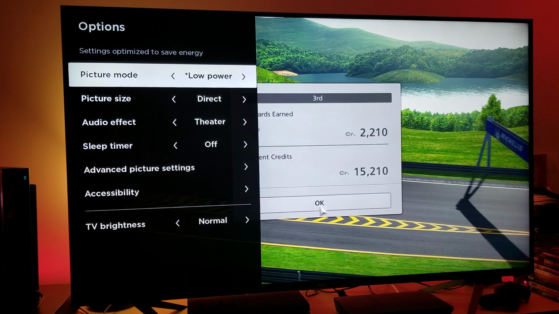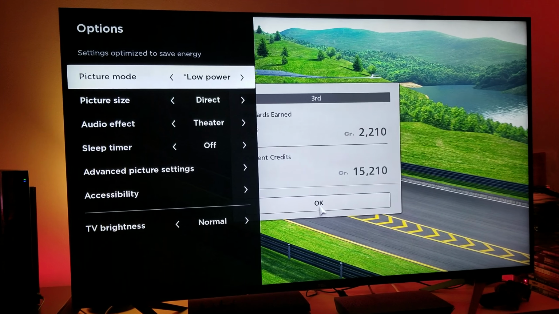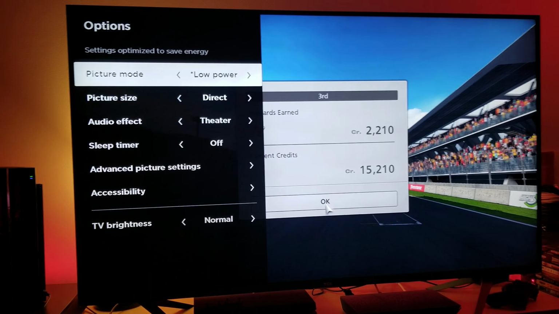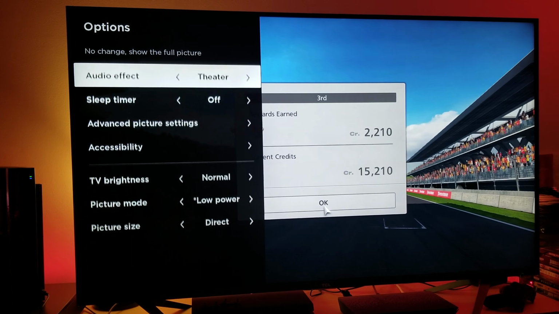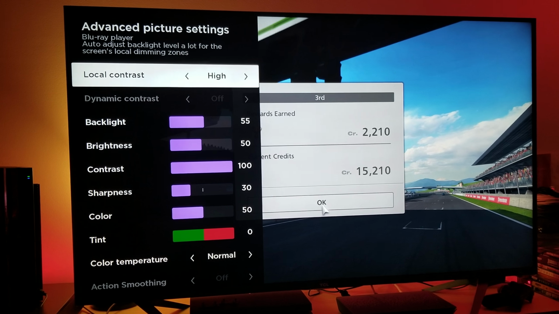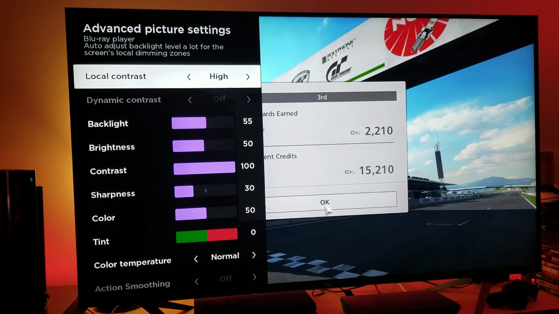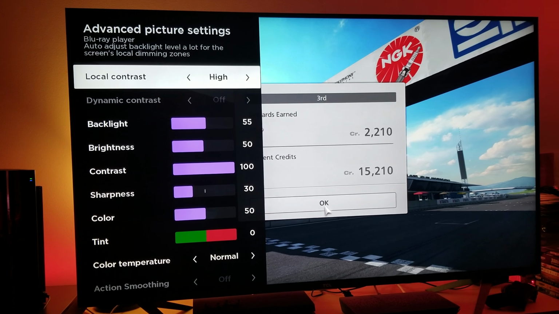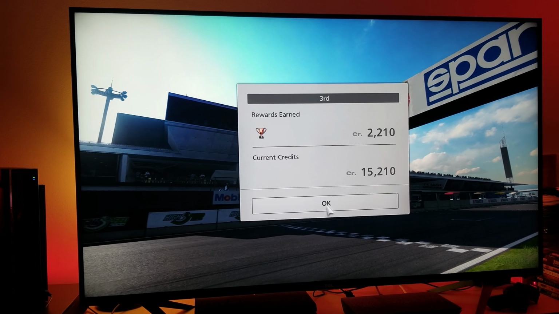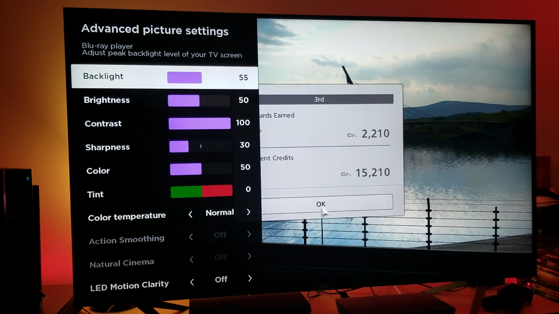use the settings that suck all that peak brightness and contrast, because I'm not using an HDR here, so I don't want to crush my white bright levels. Picture size is direct. Local contrast dimming zones, obviously this is something I use for achieving that nice contrast ratio, so I keep the local dimming at high.